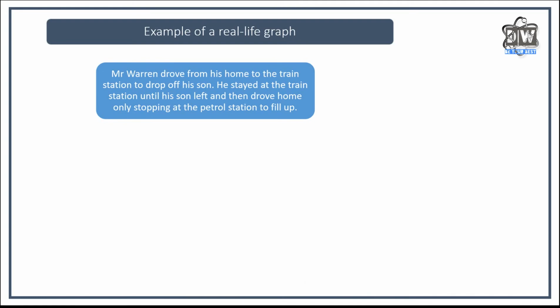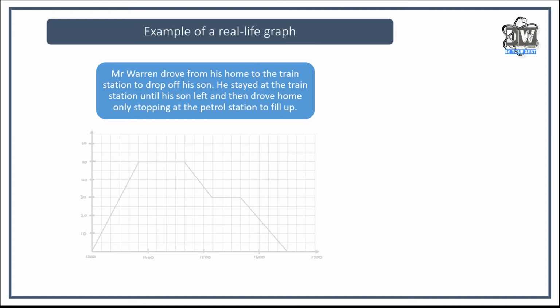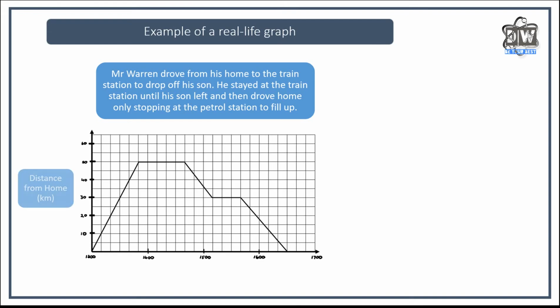So let's read what this graph is going to represent. Mr. Warren drove his son from his home to the train station to drop off his son. He stayed at the train station until his son left and then drove home, only stopping at the petrol station to fill up. So now we're going to bring up the graph. We're going to bring up the y-axis values. We're going to bring up the x-axis values.